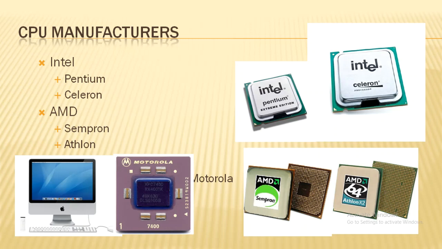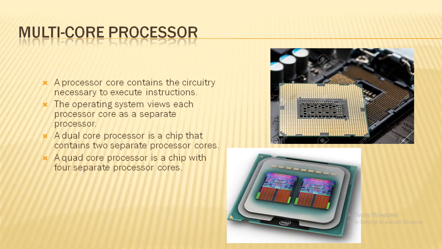Next one is CPU manufacturers. These processor chips are manufactured by different companies like Intel and AMD. Intel manufactures processor chips like Pentium and Celeron, and AMD manufactures Sempron and Athlon. These are different processor chips manufactured by Intel and AMD. We can see them in the picture.